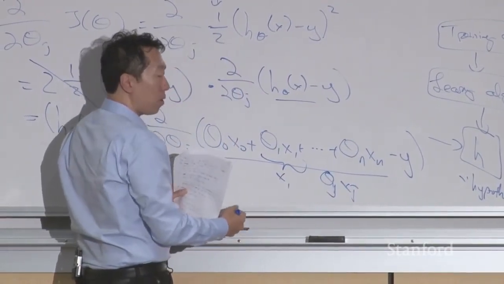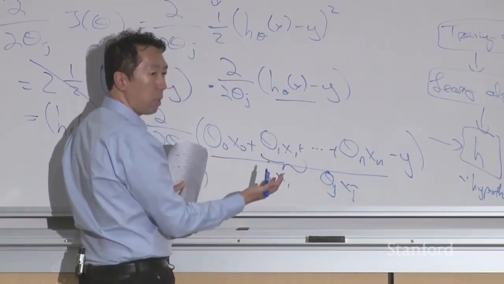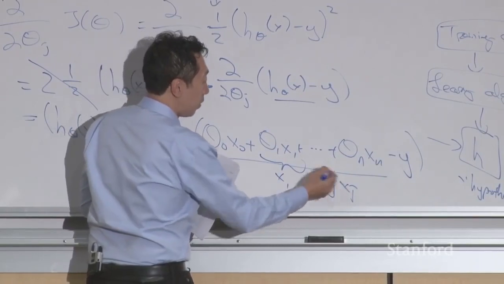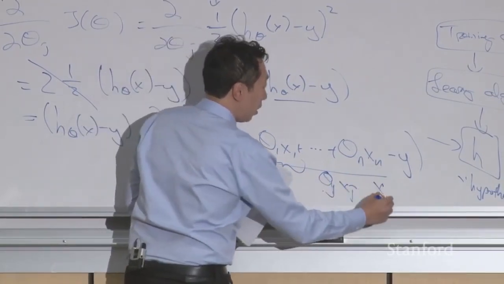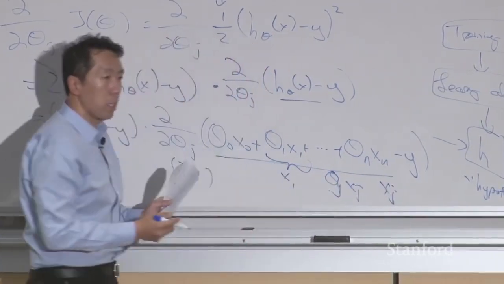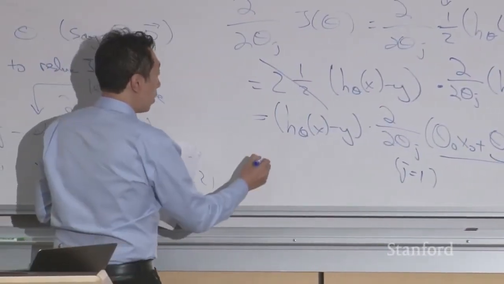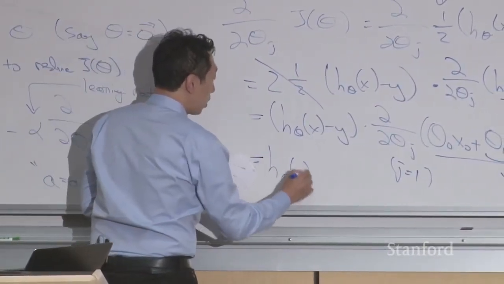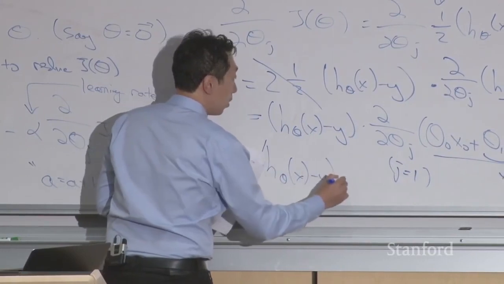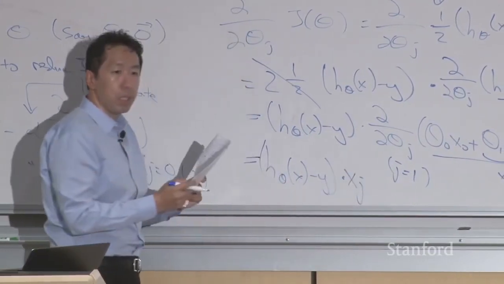And so the partial derivative of all the other terms end up being 0, and the partial derivative of this term with respect to theta j is equal to xj. Okay? And so this ends up being h theta of x minus y times xj.